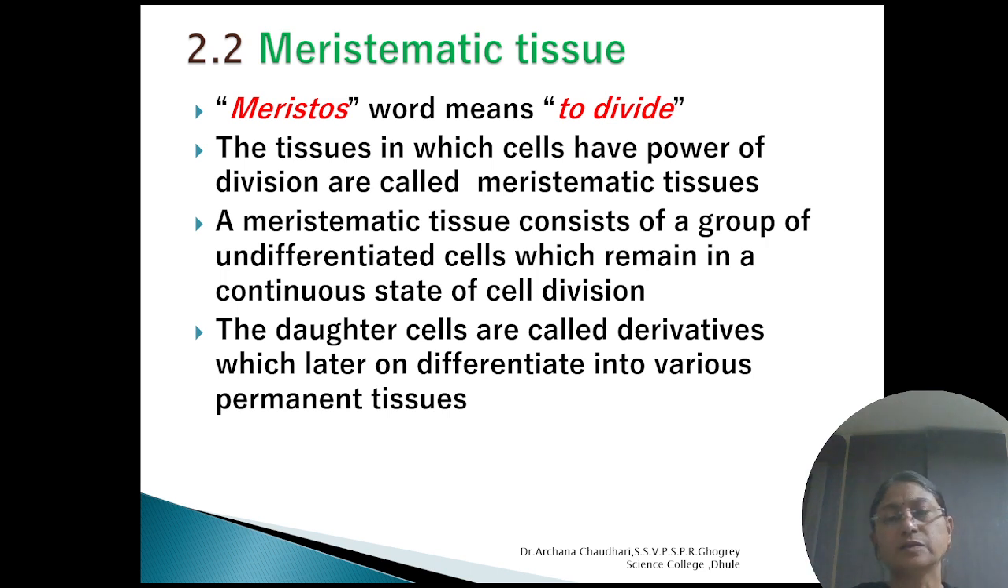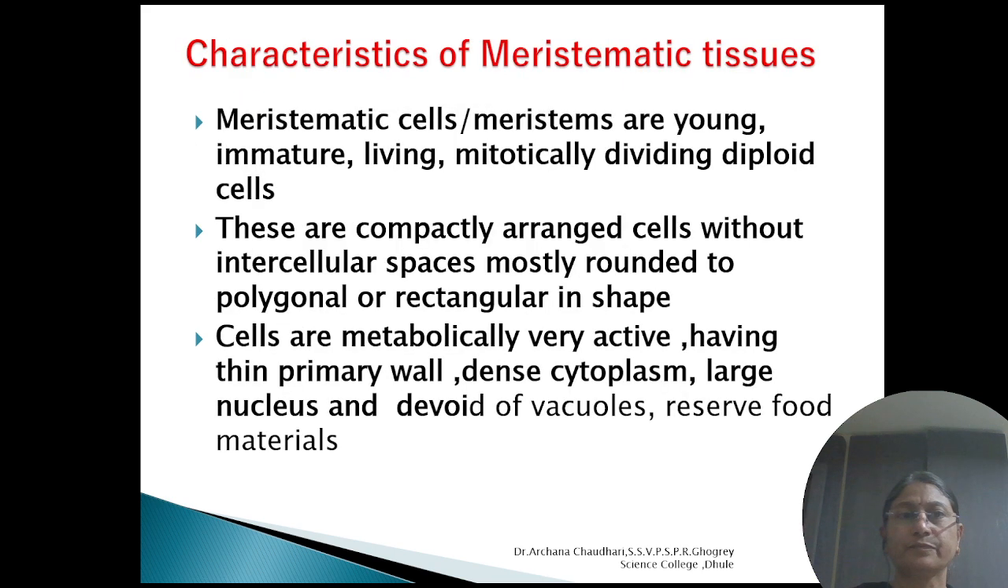Meristematic tissue consists of a group of undifferentiated cells which remain in a continuous state of cell division. The daughter cells are called derivatives, which later on differentiate into various permanent tissues. Now see the characteristics of meristematic tissues.